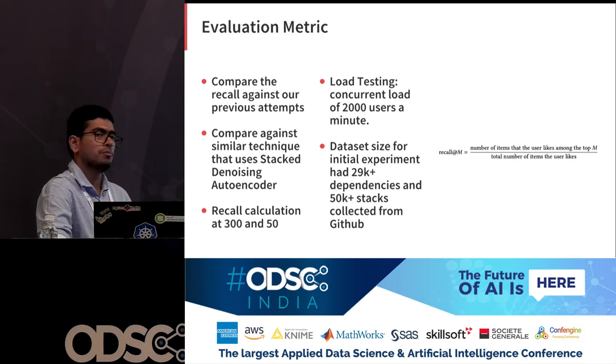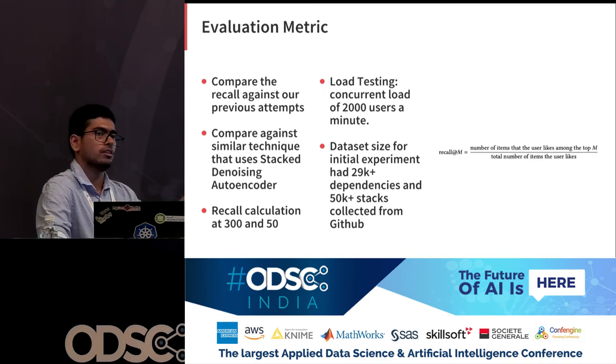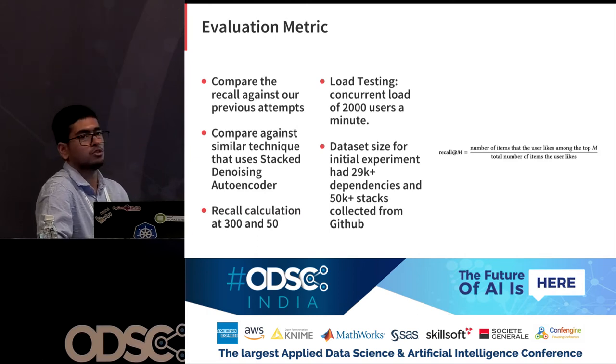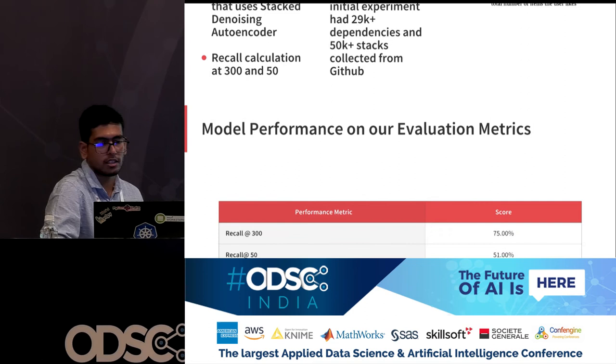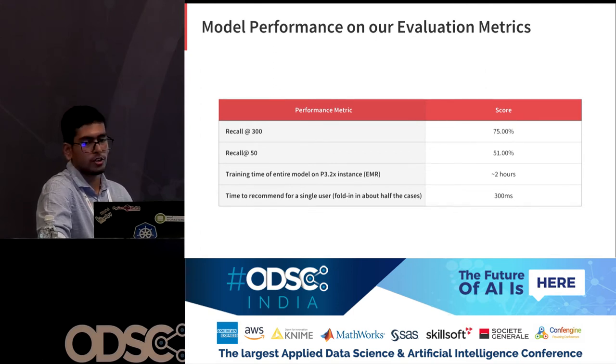To set up a baseline for this particular work, we used the baseline from the original research as well, which is to train the autoencoder in a stacked denoising autoencoder fashion, which is also the pre-training step for our particular model, against the previous attempts using PGMs and everything. So what kind of recall did we get? On those metrics, the recall at 300 score was 0.75 or 75%, that's written here. Of course, I've rounded it down, but that's a very good number. And the recall at 50 is also a solid 0.51, which is 51%, which is good.